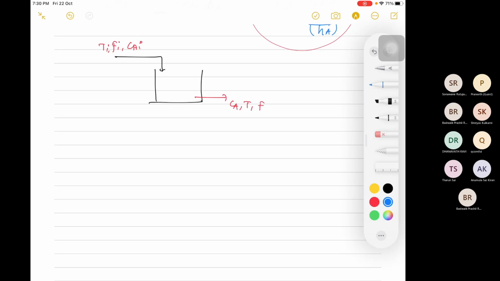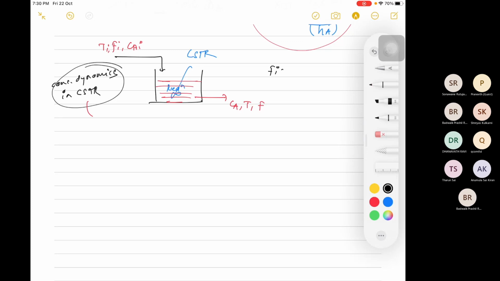Now here, what I'm balancing, there is a reaction. This is your CSTR. So what is the topic? Concentration dynamics in CSTR. So what is my balance? Which balance should I do first? Tell me. So here I made the assumption Fi is equal to Fo, Ti is equal to To.